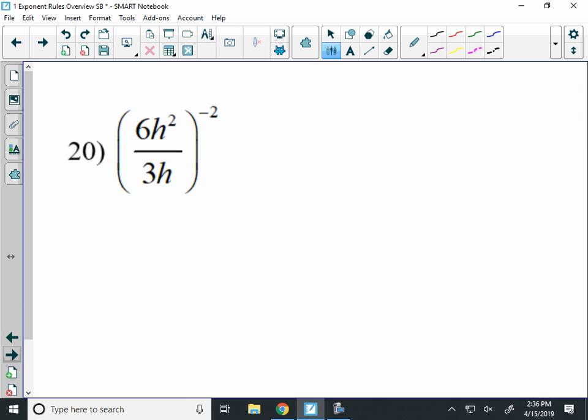All right, last one here we're going to do on the video. I'm going to distribute my exponent of negative 2, but my suggestion first is that you actually simplify inside of the parentheses before you deal with the negative 2 exponent. And you'll see why it's easier. If I divide 6 divided by 3, that's 2. And the exponents here, 2 minus 1 is h to the first. Well, now it's a lot easier to distribute the exponent of negative 2.